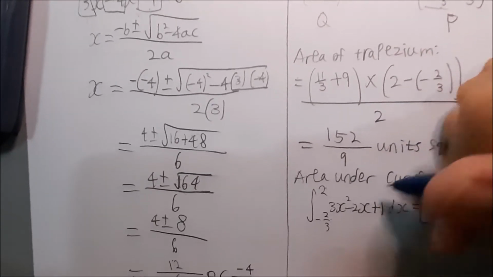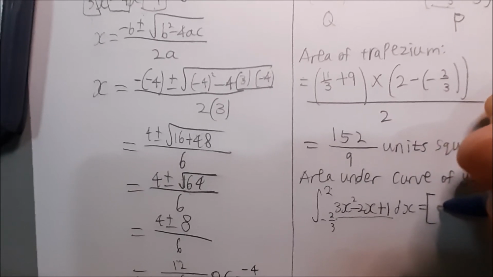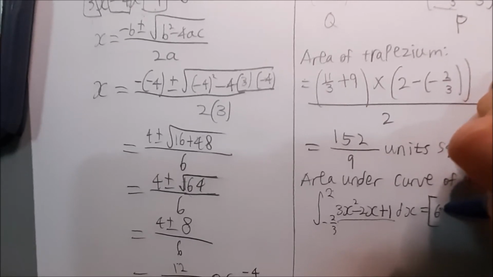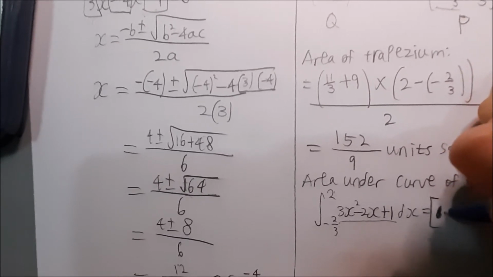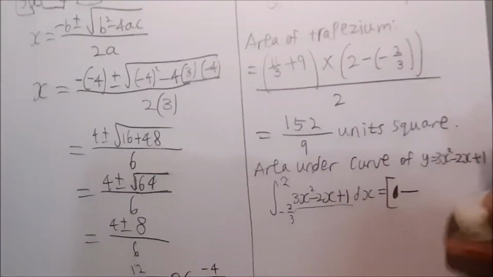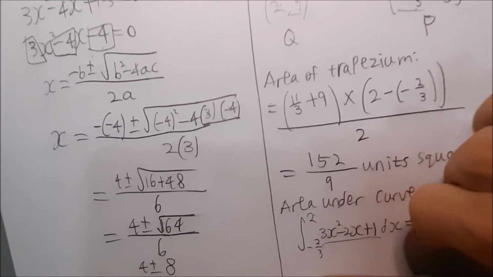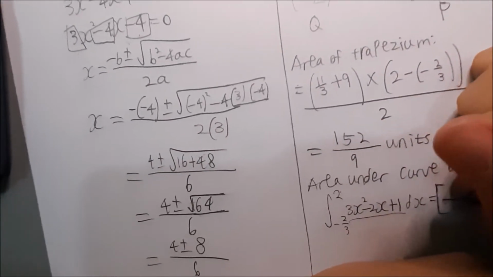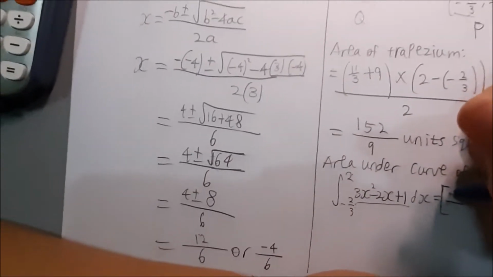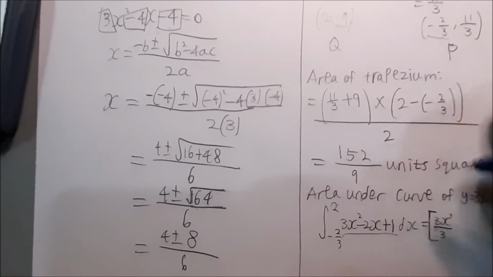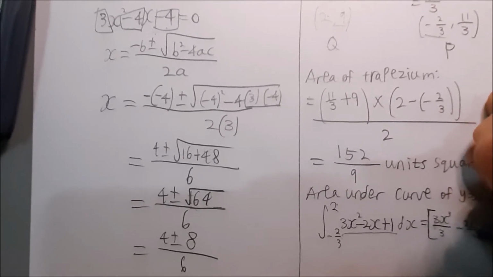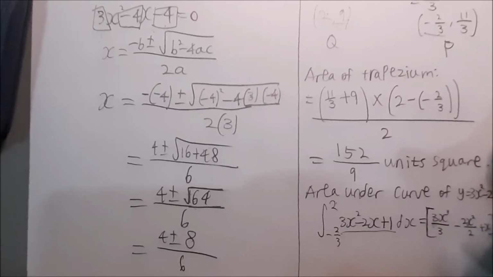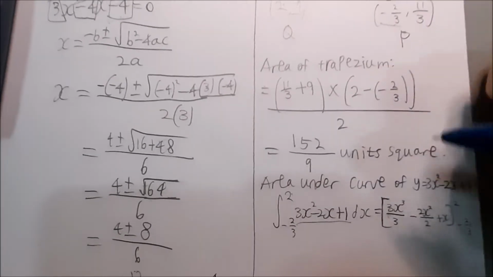So if you integrate this equation here, you get 3x cubed over 3 minus 2x squared divided by 2 plus x. And you just write the limits here, just like that.